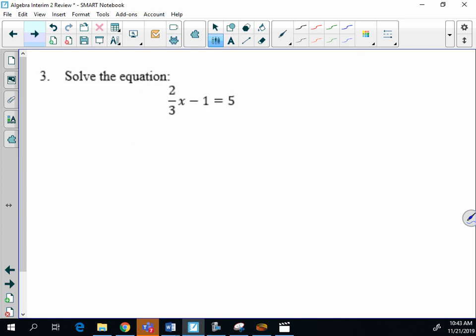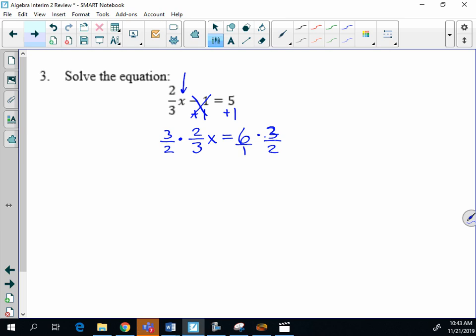Moving on to number 3. This is a 2-step equation. My variable is here. Let's leave it alone. Our first step is adding 1 to both sides to cancel this to 0. That's my constant. Now I've moved it over. I'm left with 2/3 x equals 6. Usually we would divide by 2/3. In math, especially if we weren't using calculators, we would multiply both sides by the reciprocal, 3/2.